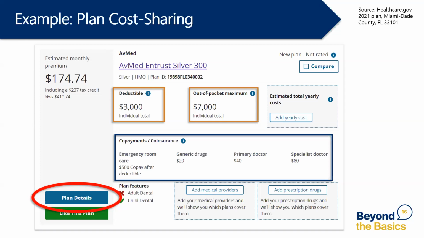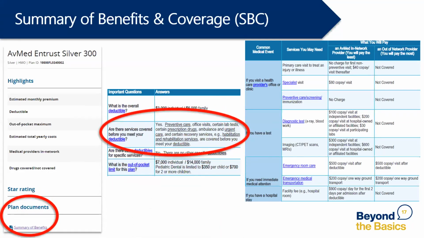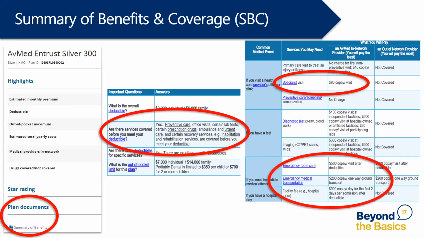But we'll want to confirm all of this information by looking at the plan's official summary of benefits and coverage, which you can find by first clicking on the Plan Details button on the left. When you're on the Plan Details page, you'll want to click on the Plan Documents and then on Summary of Benefits. This will open up the plan's official Summary of Benefits and Coverage, or SBC. On the SBC, you'll be able to find more detailed cost-sharing information for specific types of healthcare services.